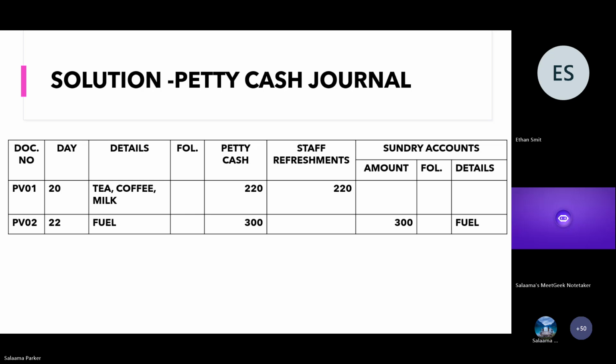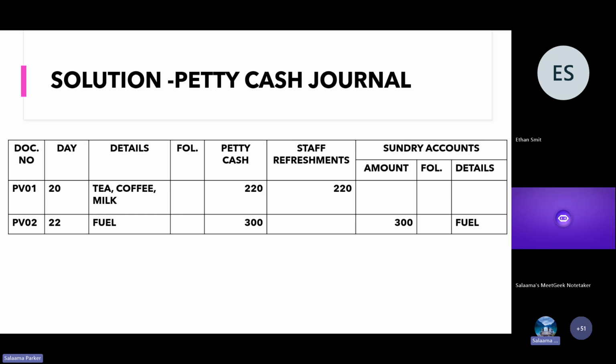Fuel. Okay, we know that we don't calculate VAT on fuel. Fuel is zero rated, but we don't have a column for fuel, so it will go to sundry accounts. And not forgetting, the name of the account must also be fuel, which you write into your details. Okay. Please remember, do revise the other transactions. These are just examples of transactions I gave, but there are different other transactions that could also be recorded in your petty cash for small payments.